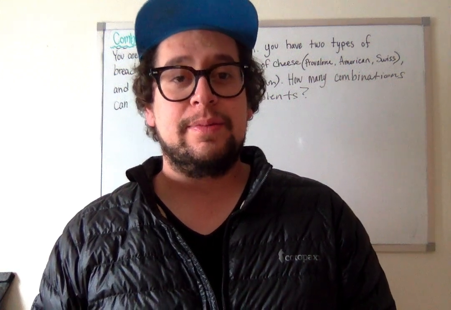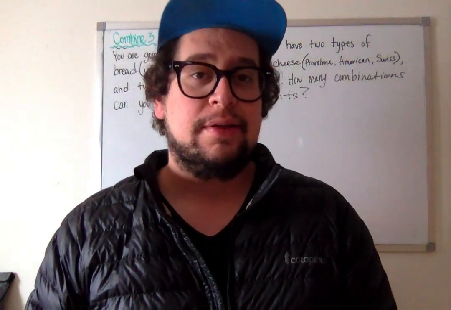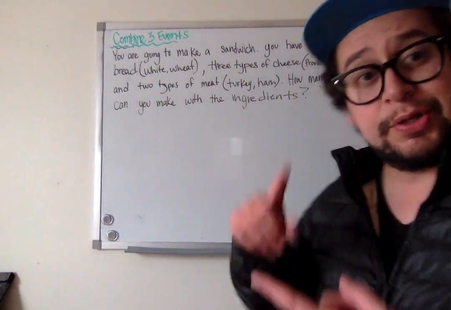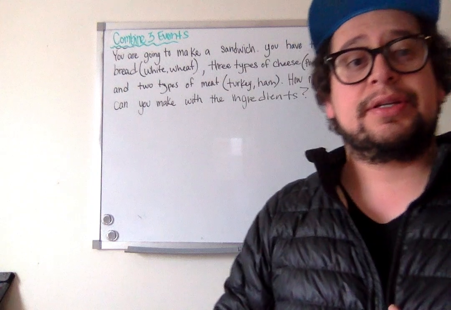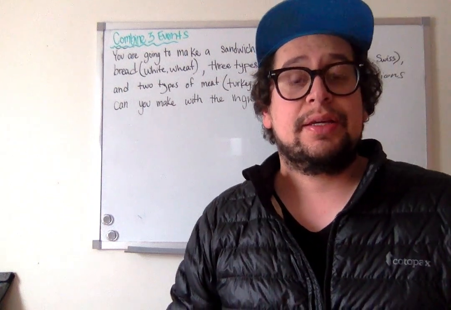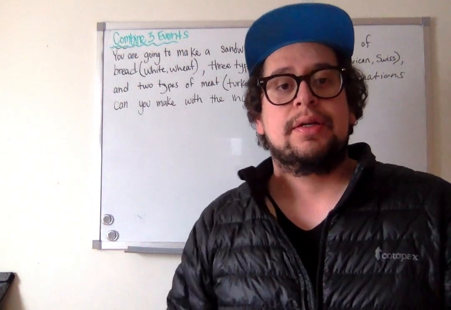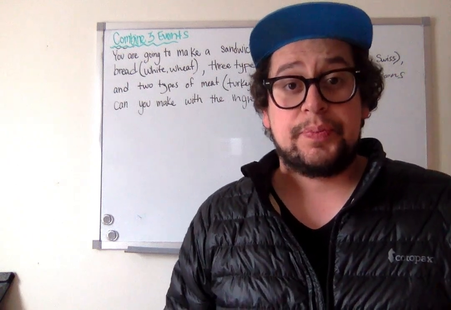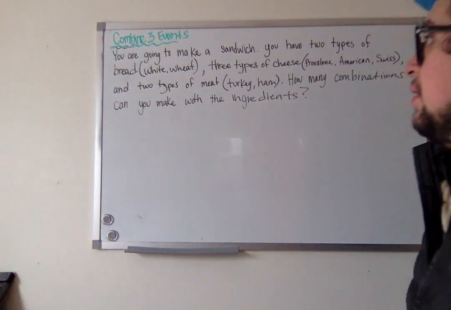Okay, so here's the next problem. Again, we're going to read, annotate, then we're going to use a tree this time to represent our combinations. Okay, so let's start with reading it.